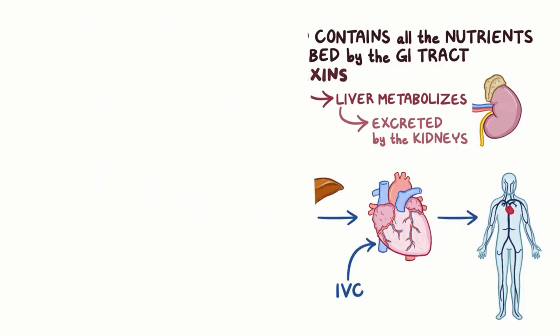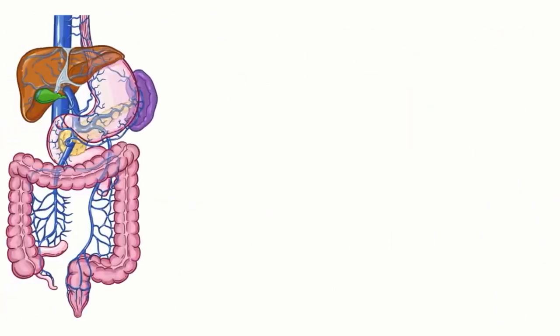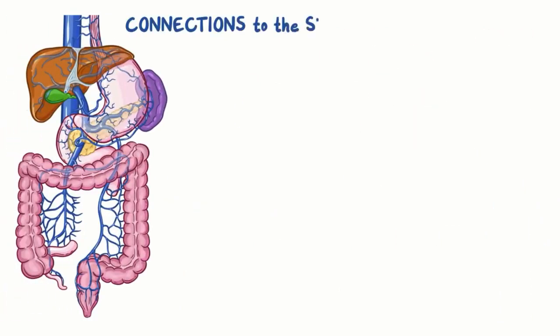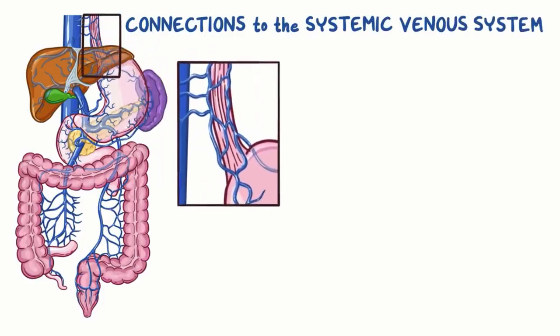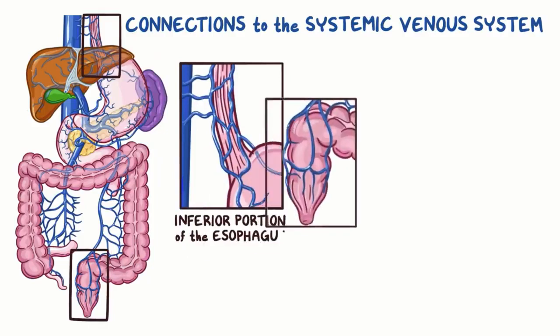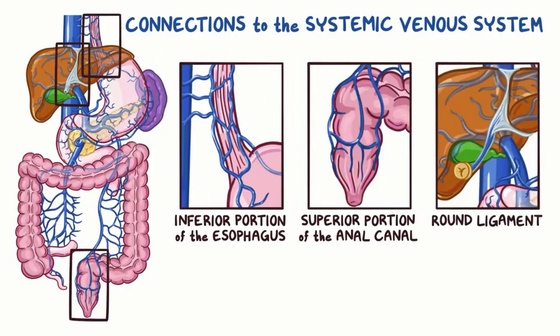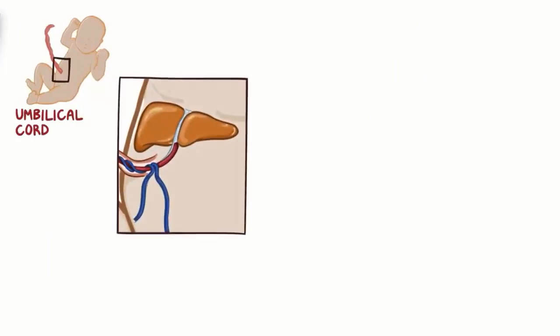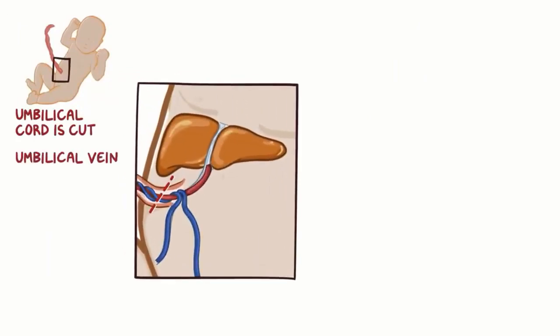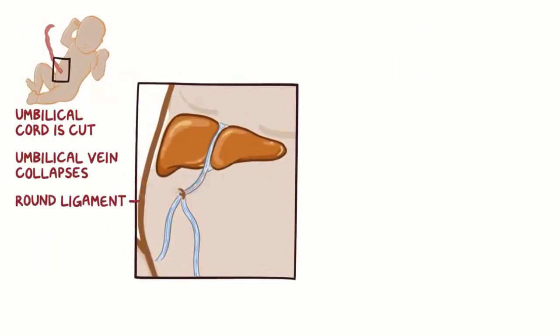Now, there are a few points in the boundaries of the hepatic portal system where it could be connected with the systemic venous system that collects blood from the rest of the body. The inferior portion of the esophagus, the superior portion of the anal canal, and the round ligament of the liver, which used to be the umbilical vein during fetal life. At birth, the umbilical cord is cut, and the umbilical vein collapses to form the round ligament.